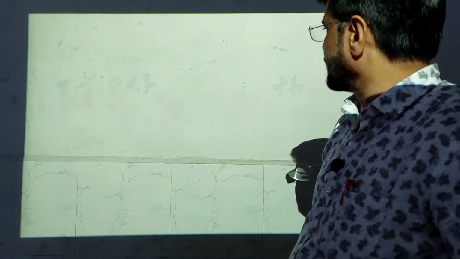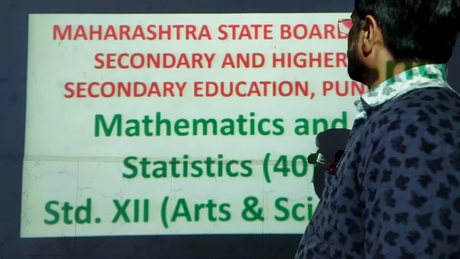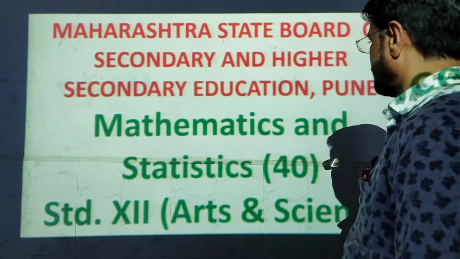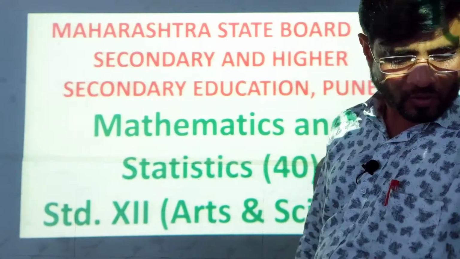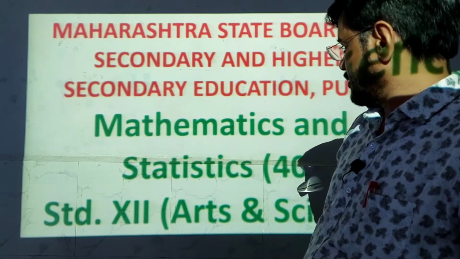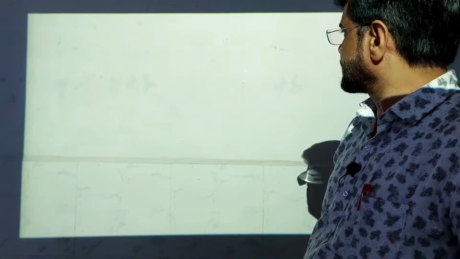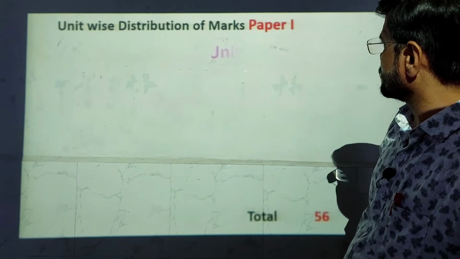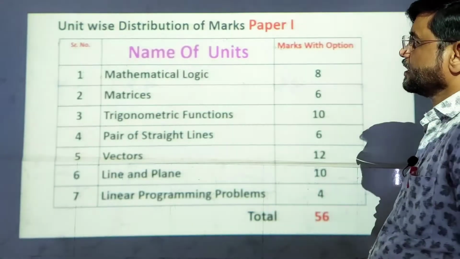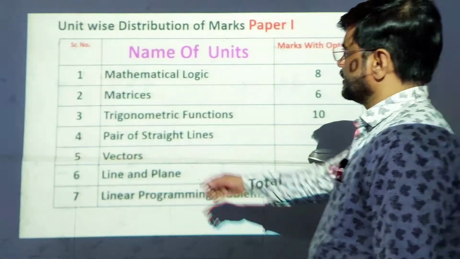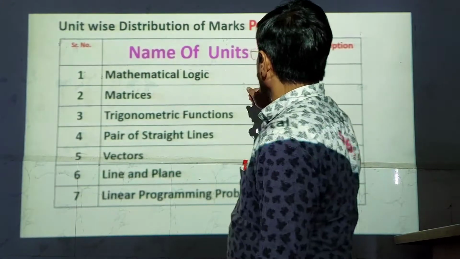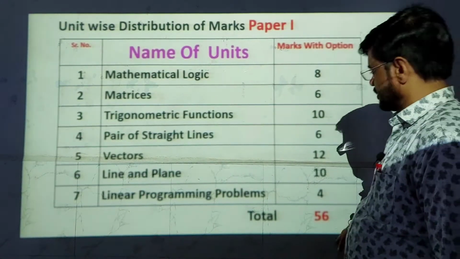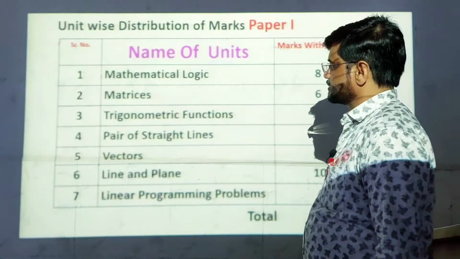Today we are going to discuss the format of the question paper and the unit-wise distribution of marks of paper 1 and paper 2 of 12th standard. Mathematics and statistics, Maharashtra State Board of Secondary and Higher Secondary Education Pune, code number 40, 12th standard, arts and science. Now here is the unit-wise distribution of marks of paper 1. See the serial number, name of the units, and marks with option, and the total marks is also given.